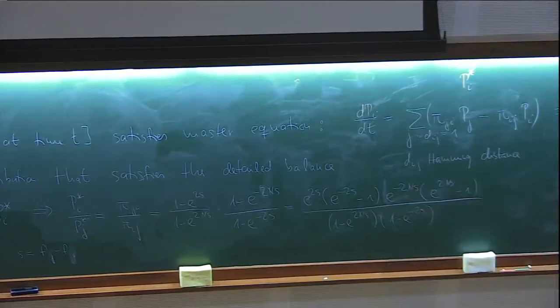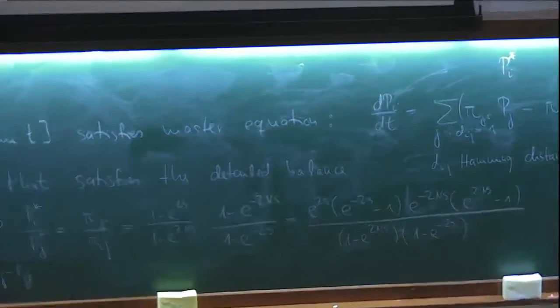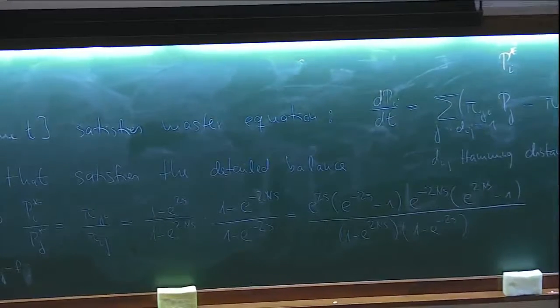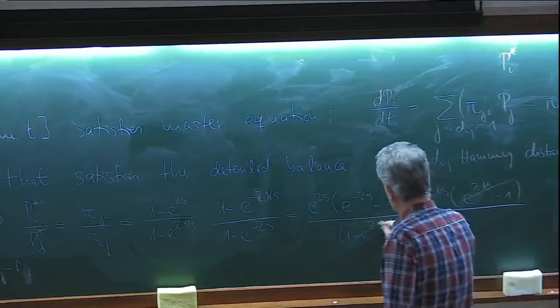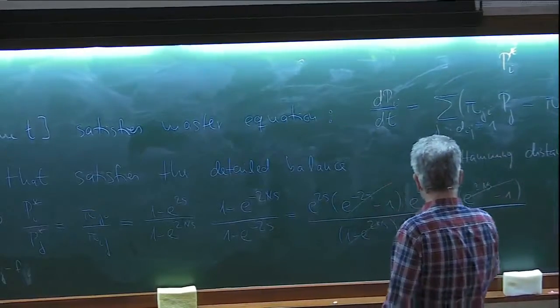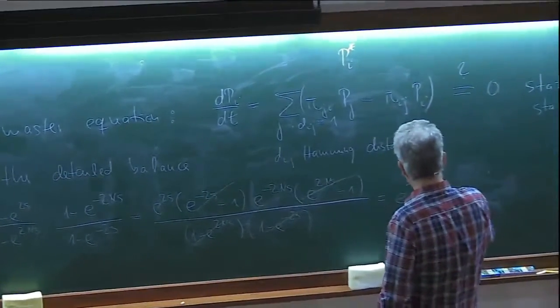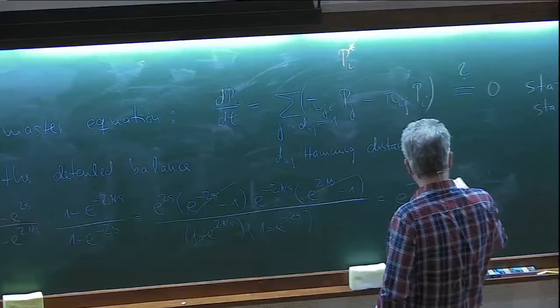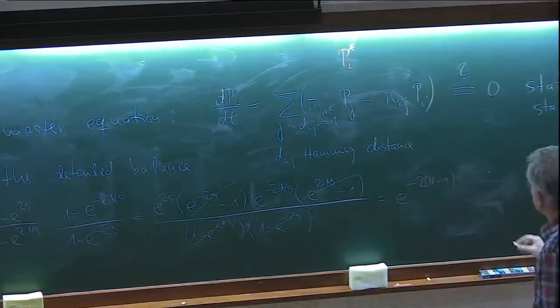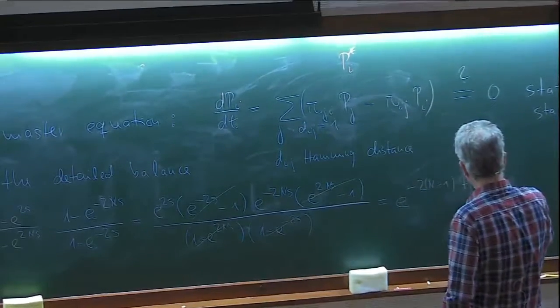And now you see that the factors upstairs and downstairs cancel. There's a sign change, but because there are two sign changes, those cancel as well. So I can cancel this against that, and I can cancel this against that. And so what I get is e to the minus (2n minus 1) times s, but s is fj minus fi.